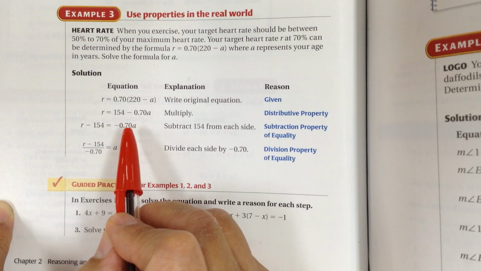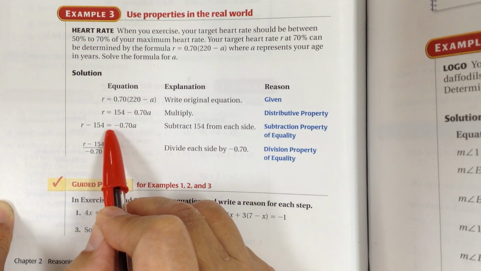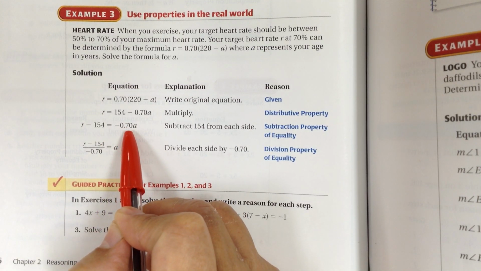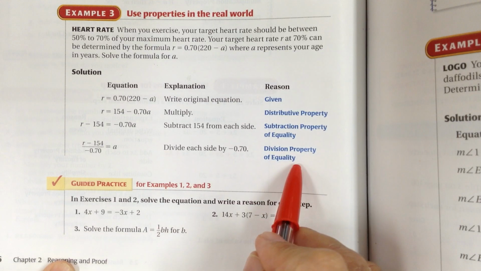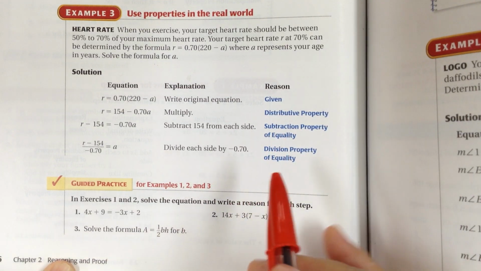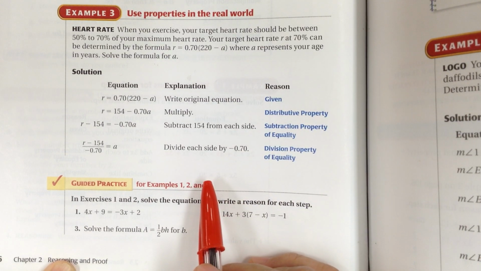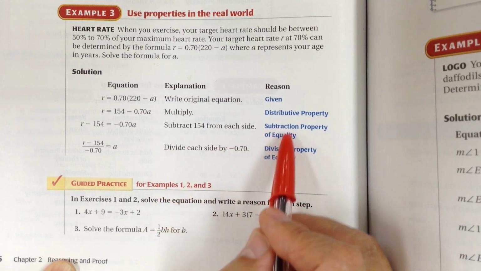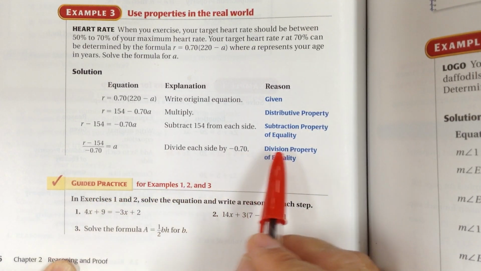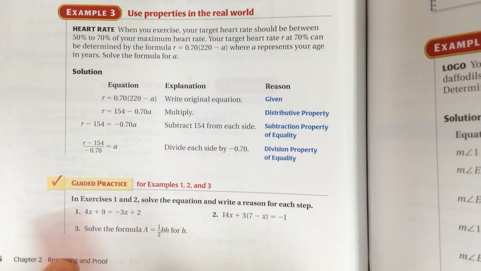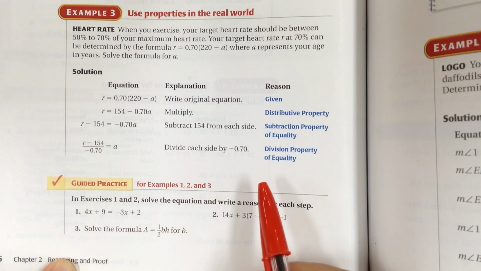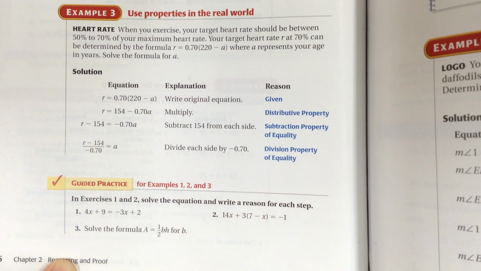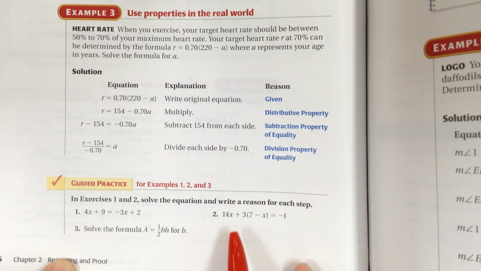Your next step is, again, you're solving for A. So you're going to divide by negative 0.70. That's your division property. The reason is very common sense. Whatever you do, that will be your reason. If you subtract, there will be the subtraction property. If you divide, there will be the division property. If you multiply, there will be the multiplication property. If you add, there will be the addition property.